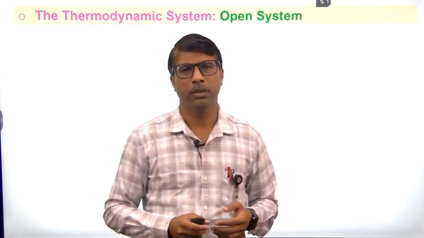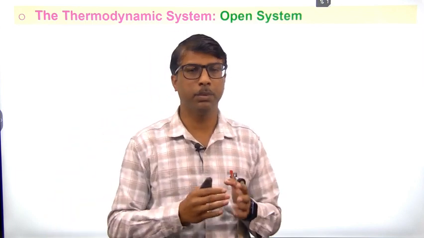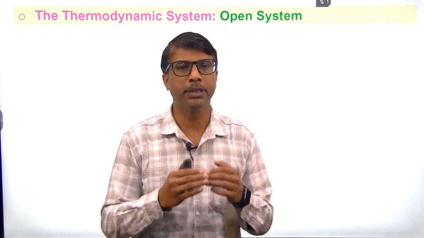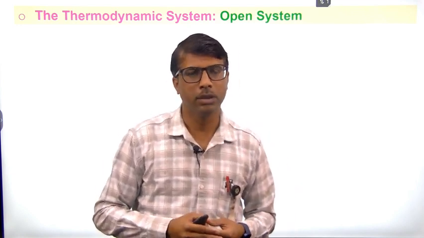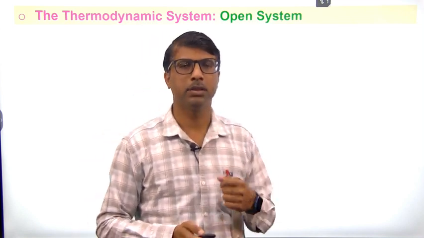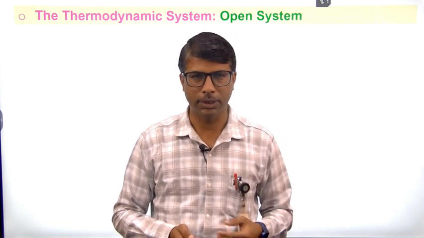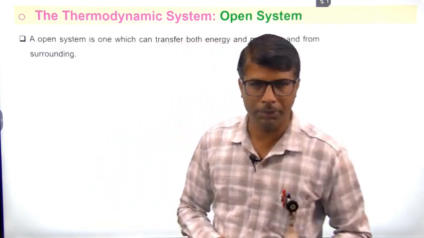Now we can also differentiate systems on the basis of the nature of the boundary and how it is sealed. On the basis of these two criteria, we can differentiate the system into three categories. One is the open system, the second is the closed system, and the third is the isolated system. Let us see one by one. Okay, start with the open system.